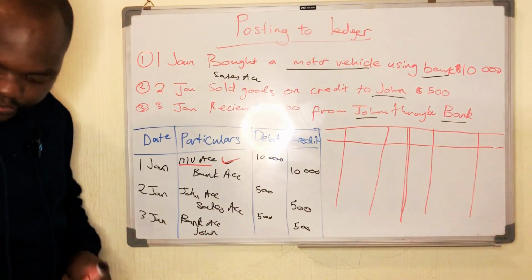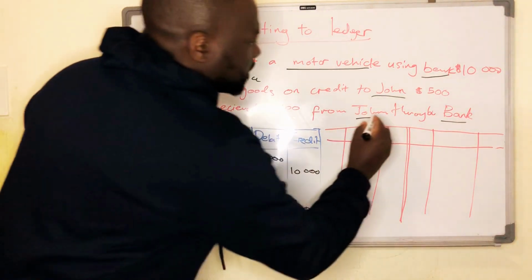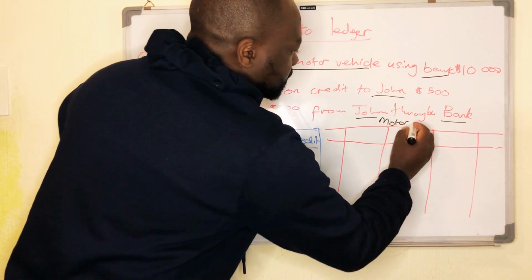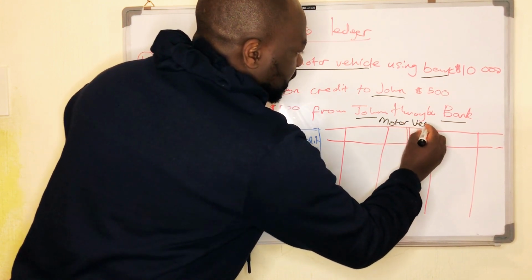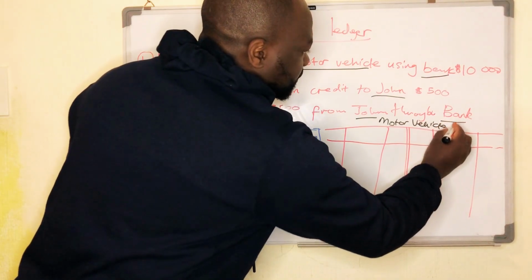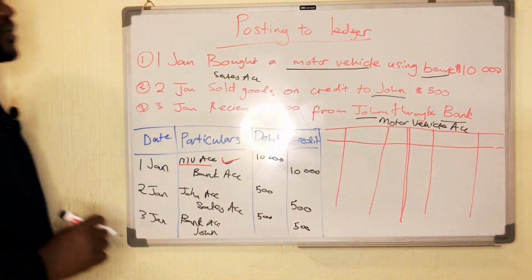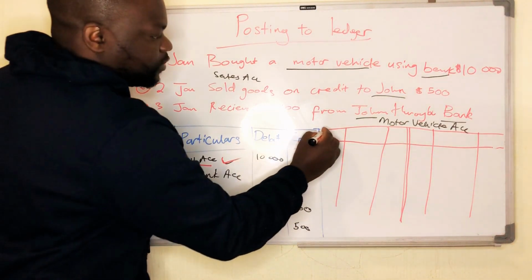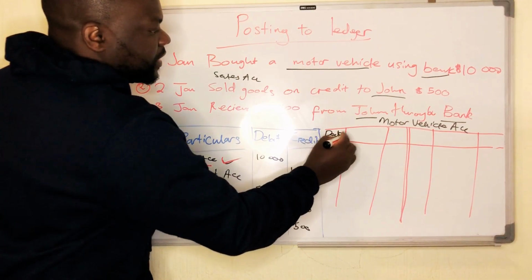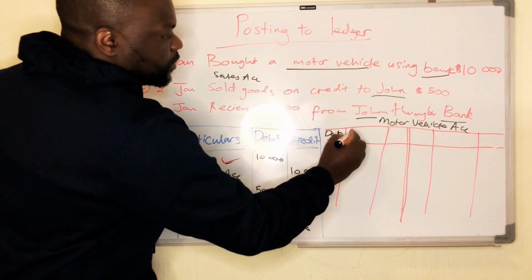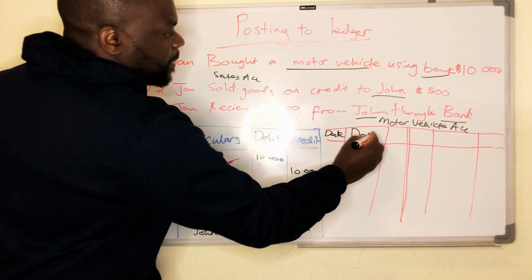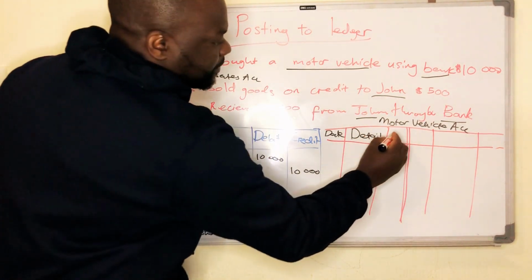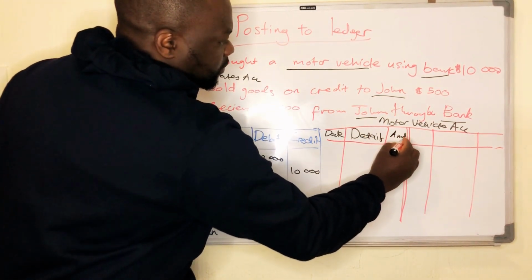Let's use another color here so that it does not mix. You write the name on top of the account, motor vehicle account, like this. Now the columns. The first one is our date column. The second one is our details column. And the last one is the amount column. The amount will come here, so we just say amount.